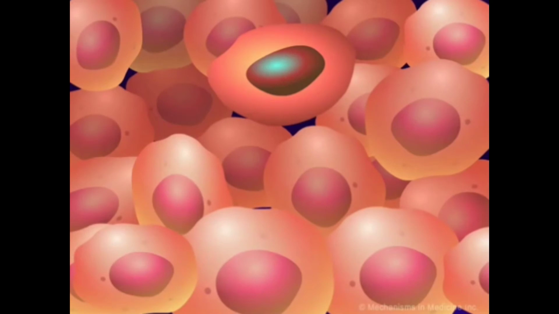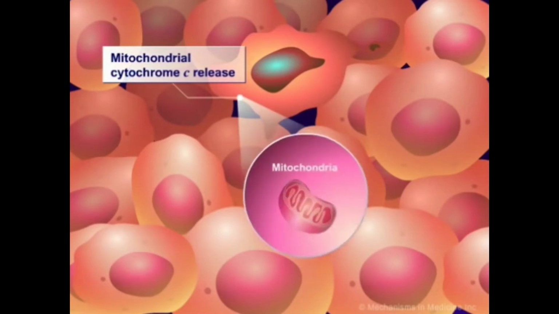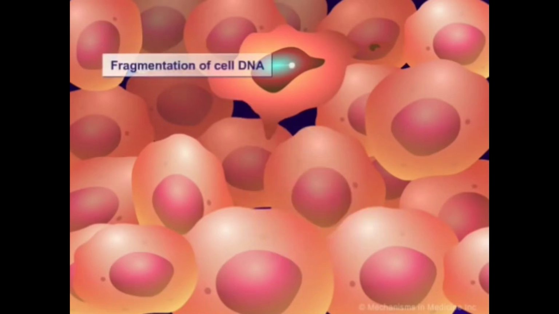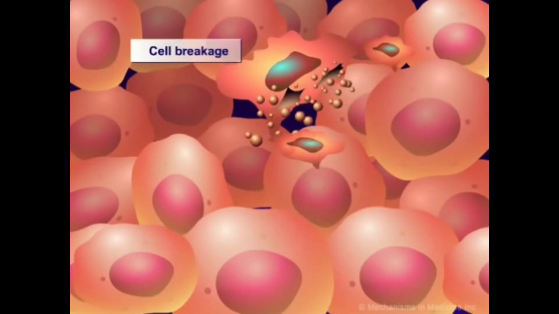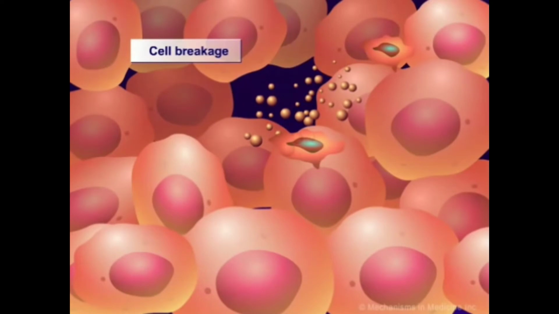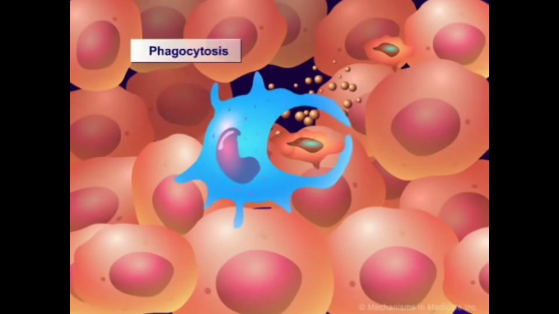Apoptosis is characterized by changes such as cell shrinkage, mitochondrial cytochrome C release, fragmentation of cell DNA into multiples of 180 base pairs, and the ultimate breakage of cells into small apoptotic bodies, which will be cleared through phagocytosis.